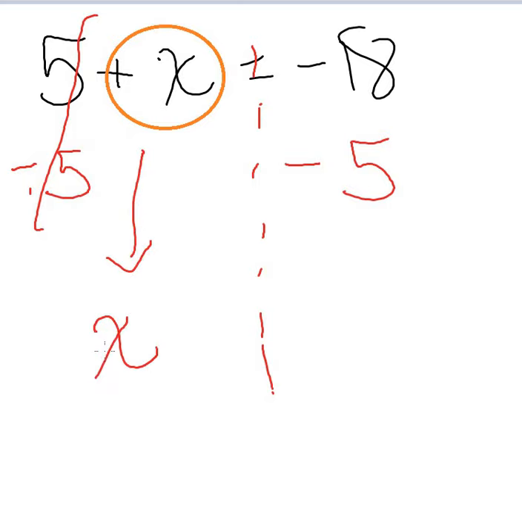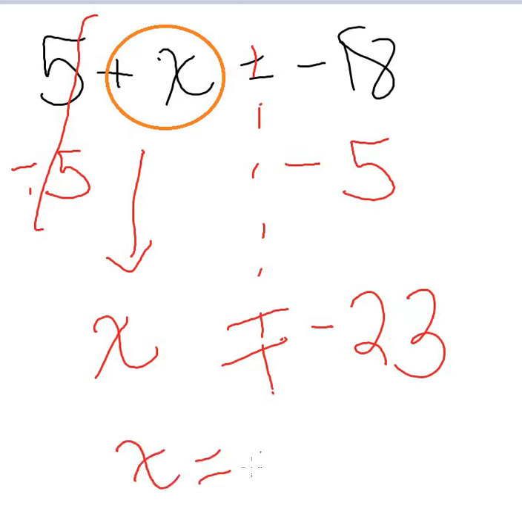What we're doing right now is called simplifying. I bring down my equal sign, and I do negative 18 minus 5. Just take out the calculator and do it, right? And you will get negative 23. So x equals negative 23.